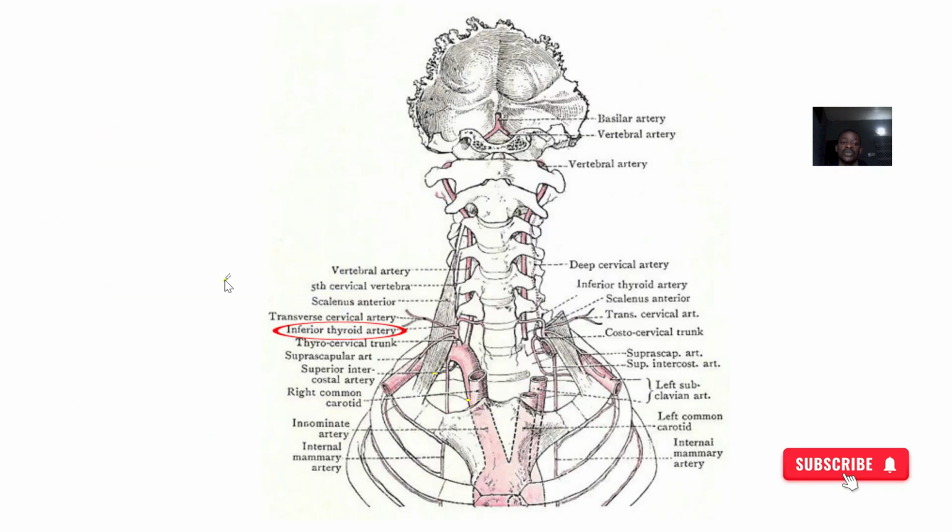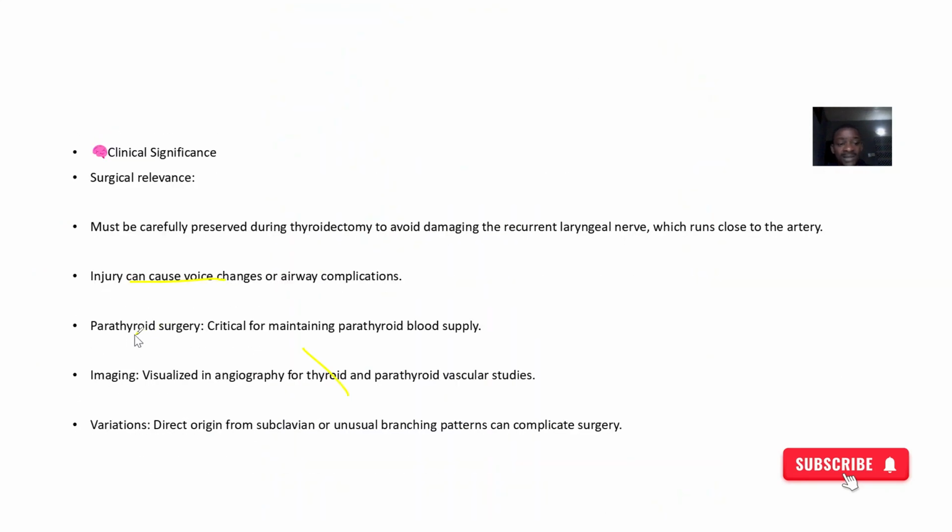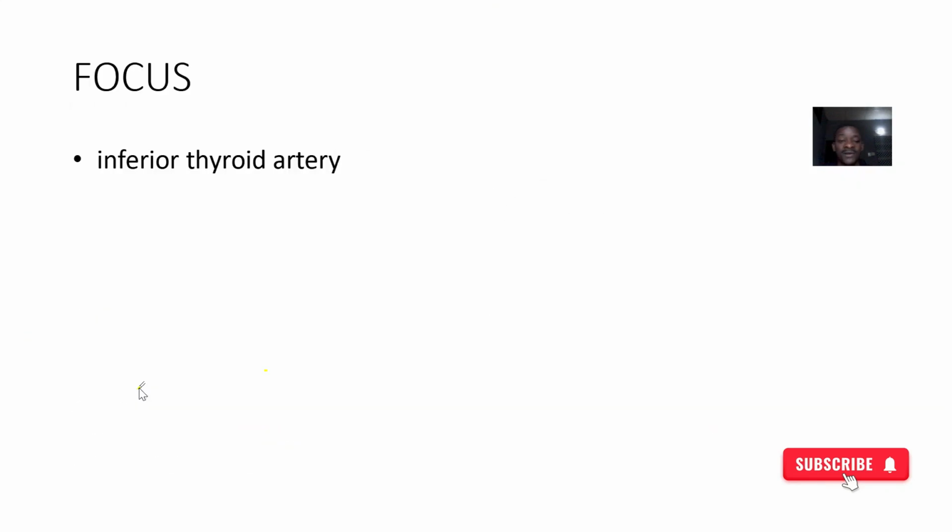You understand? So then parathyroid surgeries too, you have to be careful. Then when you are doing imaging there, sometimes you can actually use this artery to see if there are any issues in the thyroid gland or the parathyroid gland or the surrounding environment. So that's what we got for the inferior thyroid artery.